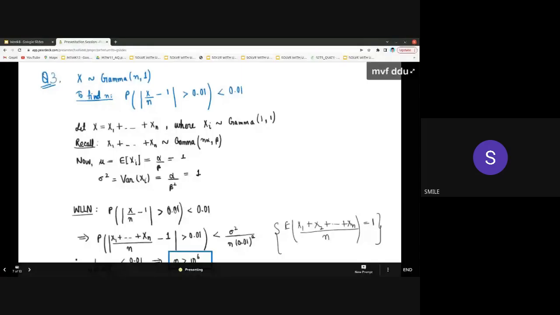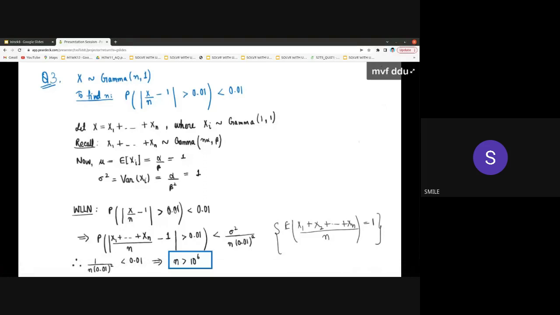That is what we got in the last step, where we found sigma square by n delta square. After we found its value, therefore 1 by n into 0.01 square is less than 0.01. We just compared it: that equality is less than this and less than this also. This should be the maximum bound.